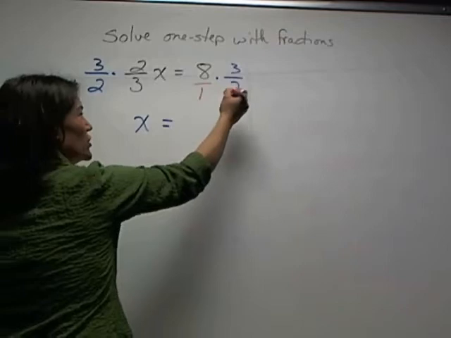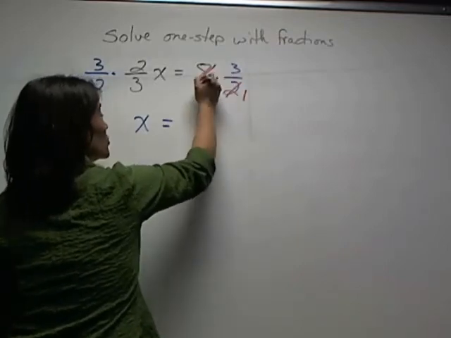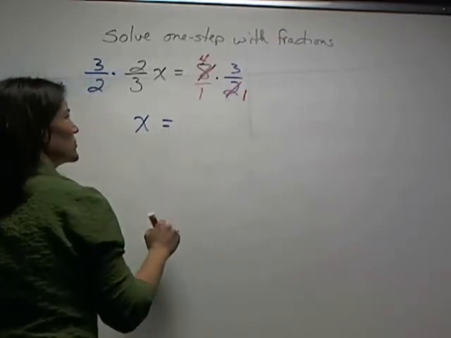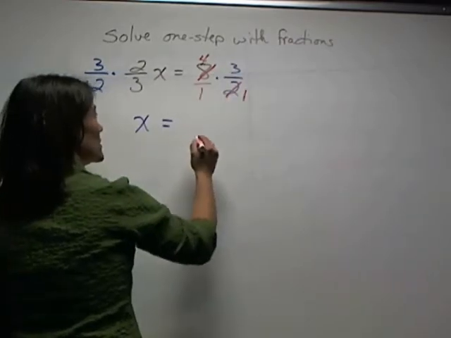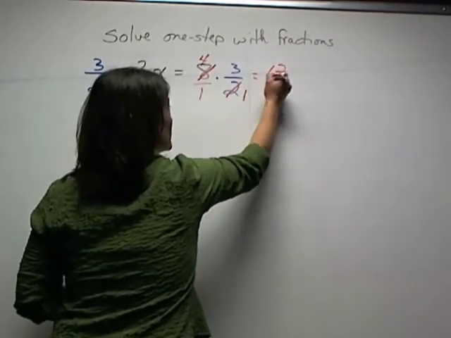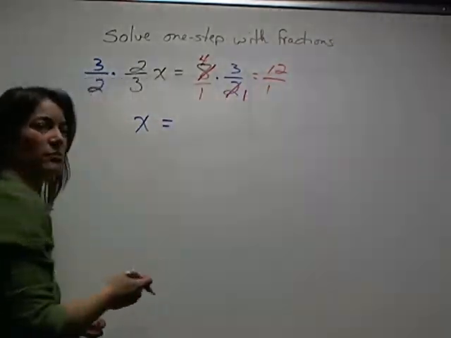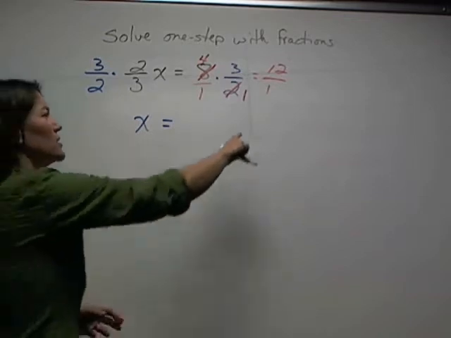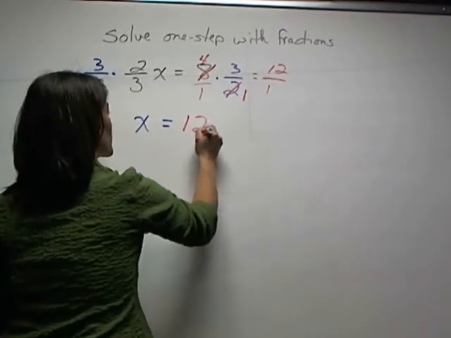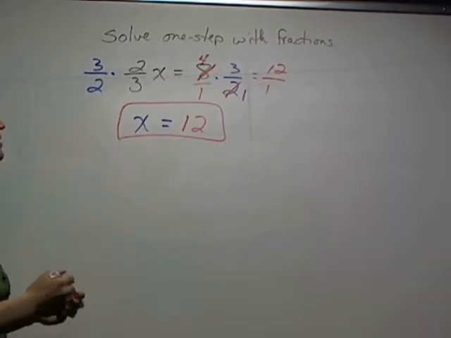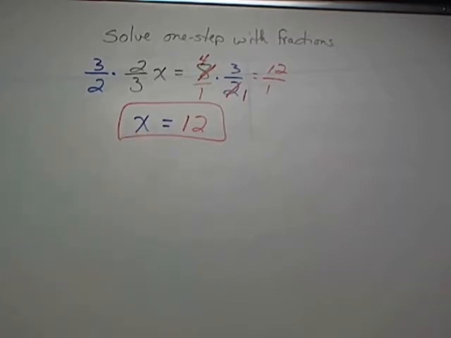So I'm going to reduce this. 2 goes into 2 once, 2 goes into 8 4 times. Now I'm left with 4 times 3 on top, which is 12, and 1 times 1 on the bottom, which is 1. 12 over 1 is just the whole number, 12. So our solution here would be that x is equal to 12.